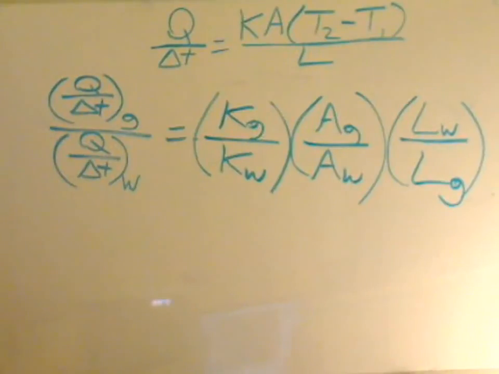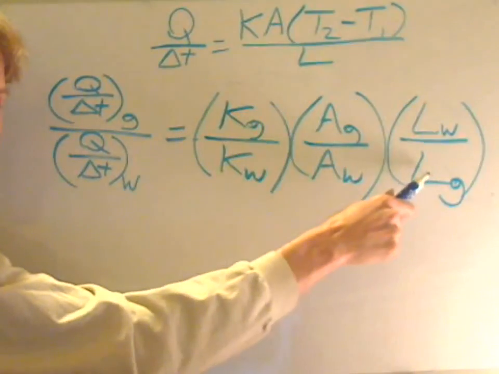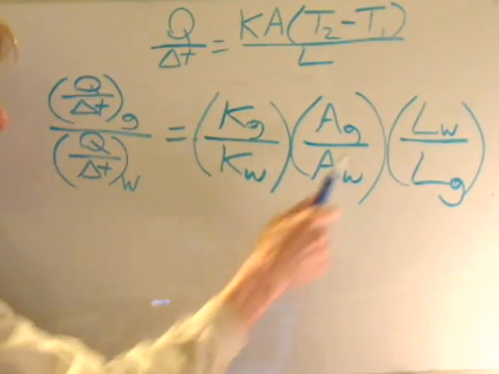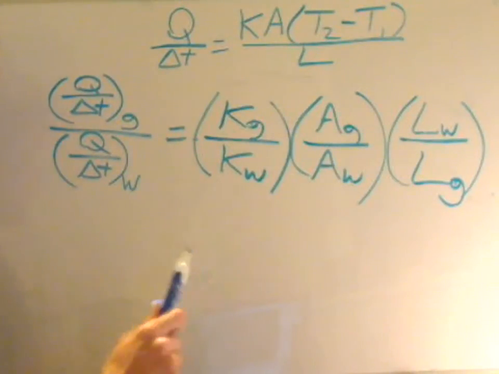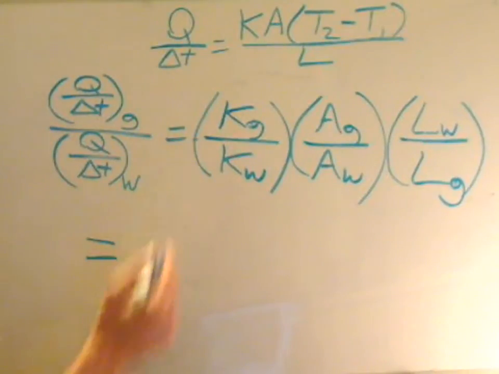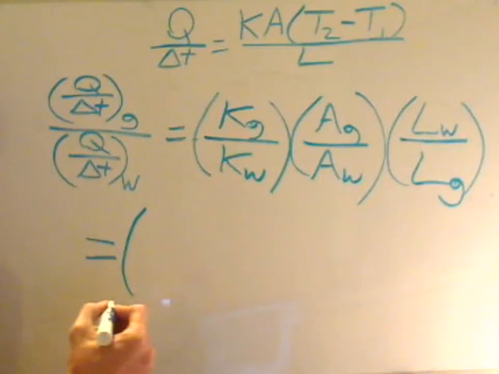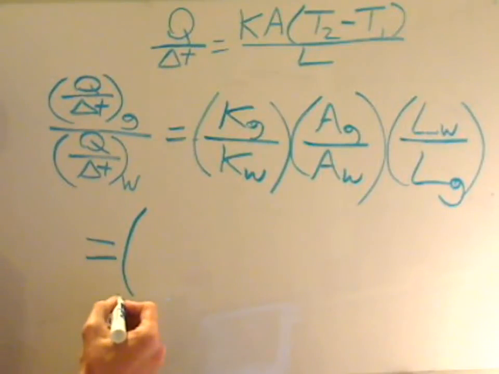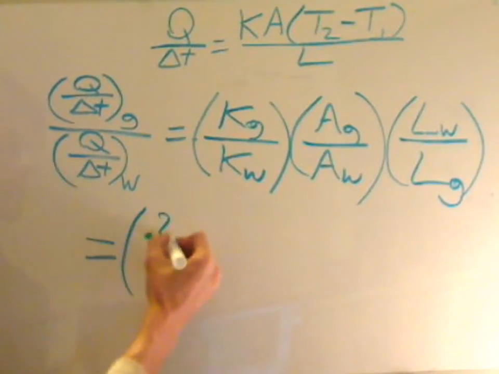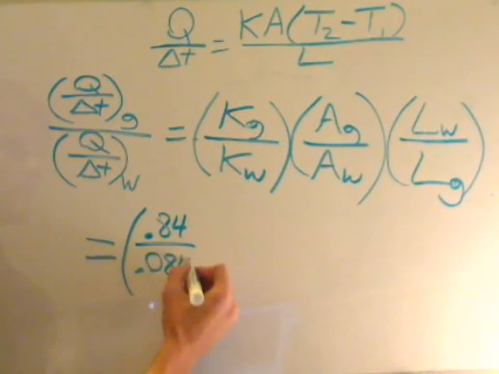Okay? So we had this in the numerator, that times that divided by that, and then in the denominator we had that times that divided by this. And so I've just rewritten this in a slightly simpler form. So we can then plug in the values that were given for these various things. We're told that K of the glass is 0.84, whereas for the wall it's 0.084.